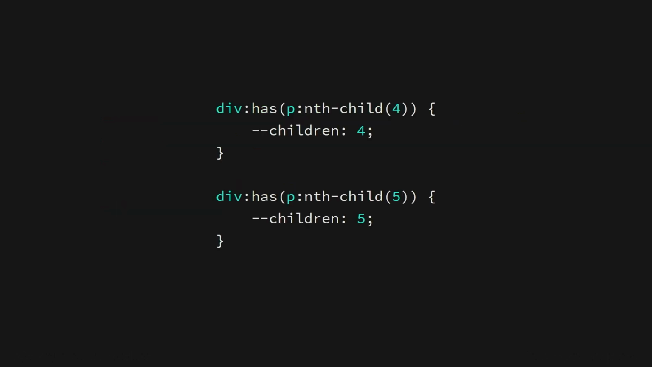I can once again use the has selector hack that we looked at earlier, where I can go through and check if my container div has a paragraph of nth child 4, children 4. If it has a paragraph of nth child 5, children 5, I can go through and count the number of things inside of it. So in the case of testimonials, I want to go through and count if my testimonials container has a testimonial that has a child of 5, then I know that I have 5 of them.